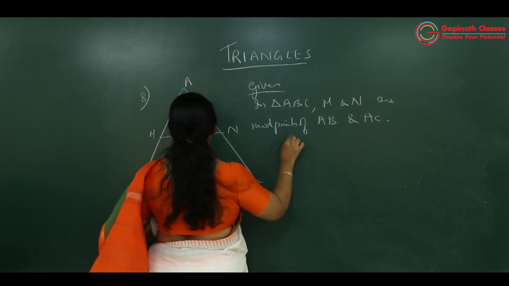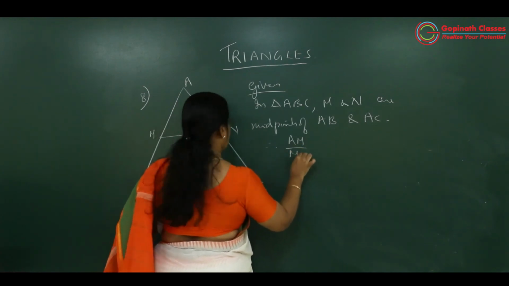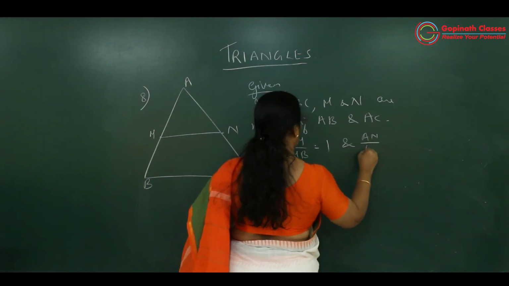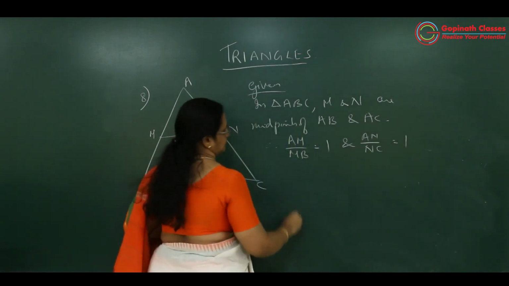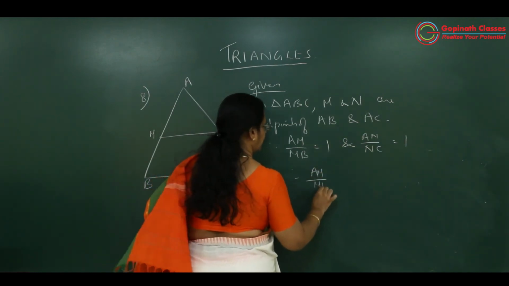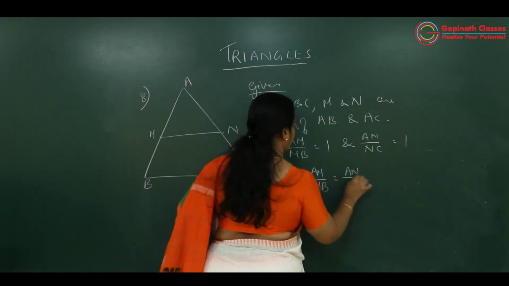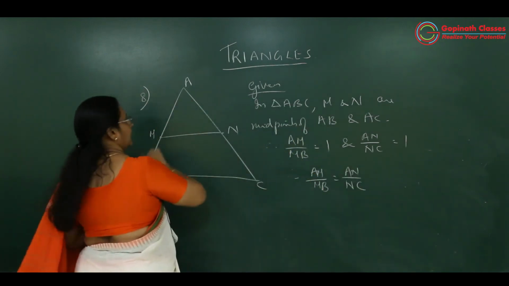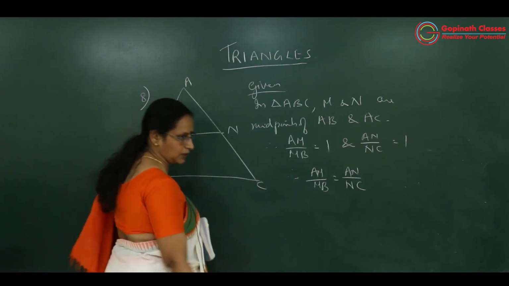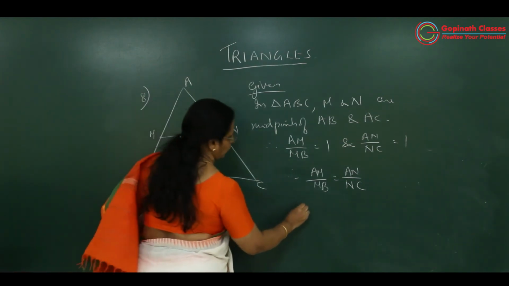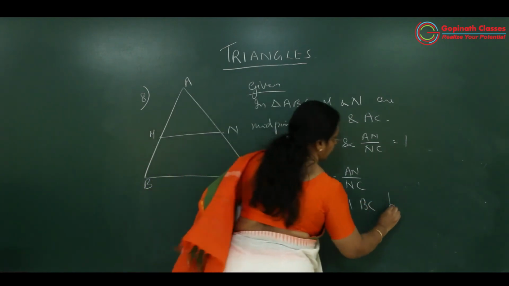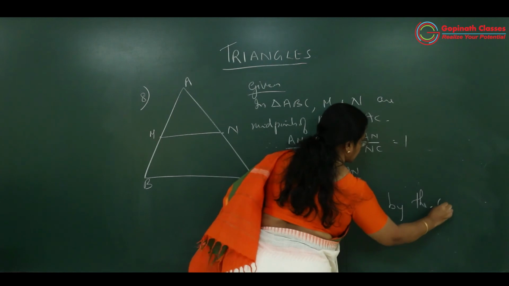M and N are the midpoints. Therefore, AM upon MB is equal to 1 and AN upon NC is equal to 1. That means, therefore, AM upon MB is equal to AN upon NC. ये भी equal है, ये भी equal है. 5 by 5 is 1, 6 by 6 is 1. तो दोनों equal है. Therefore, MN is parallel to BC by theorem 6.2.